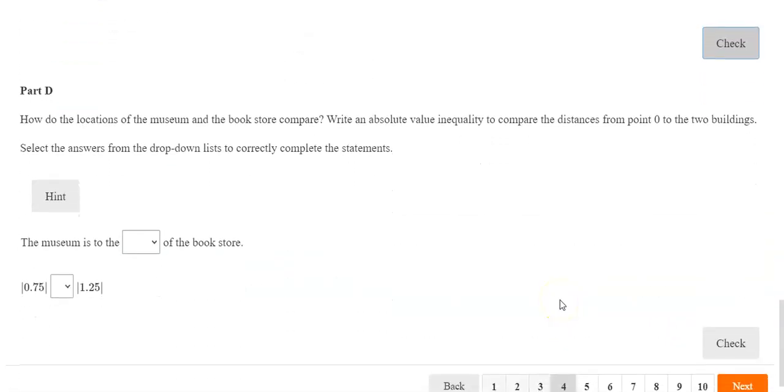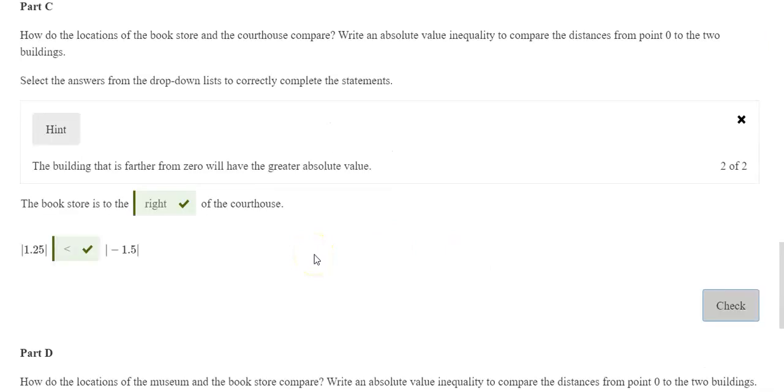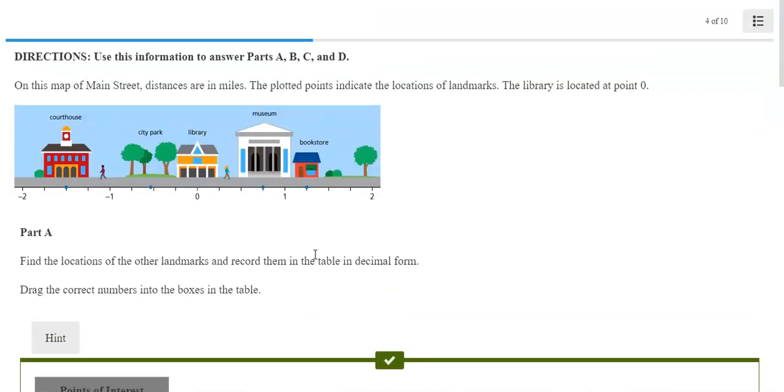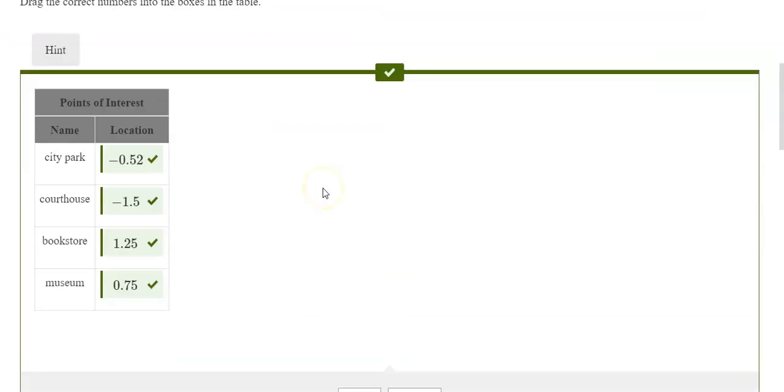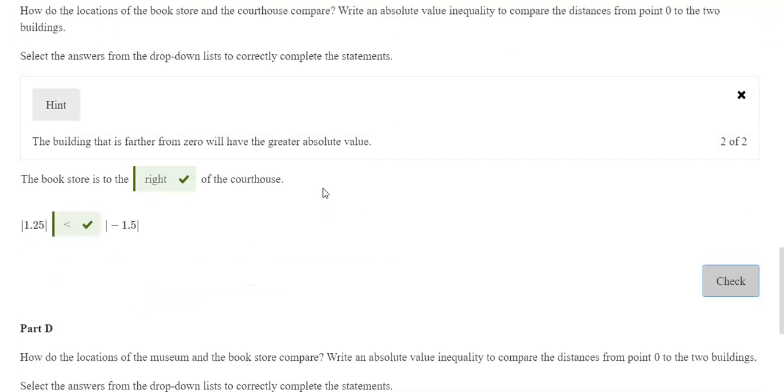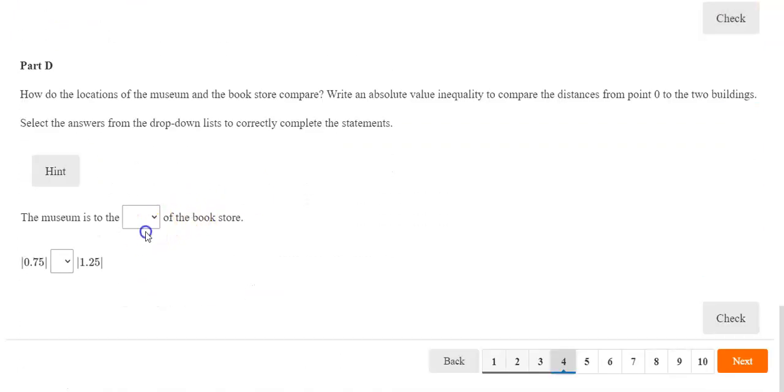D. How do the locations of the museum and the bookstore compare? The museum is to the what of the bookstore? So museum, bookstore. Museum's to the left. And these ones are both positive, so 0.75 is less than 1.25.